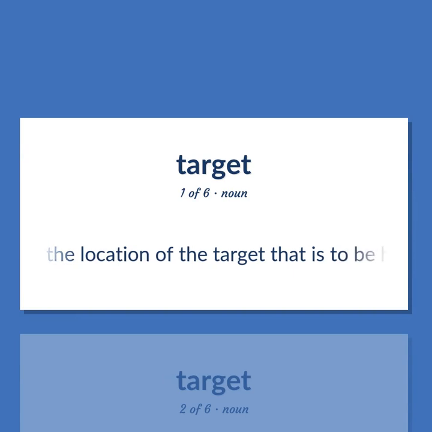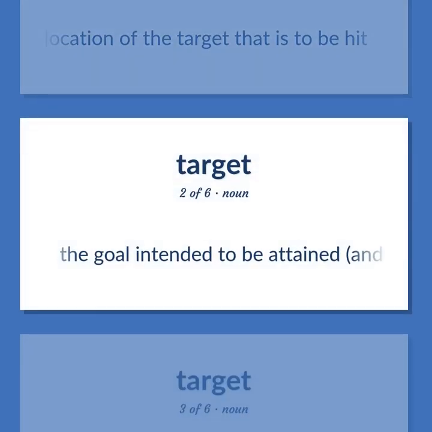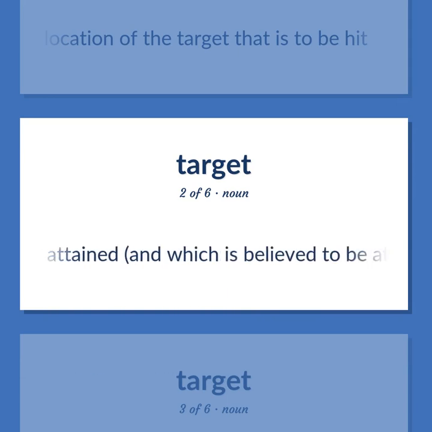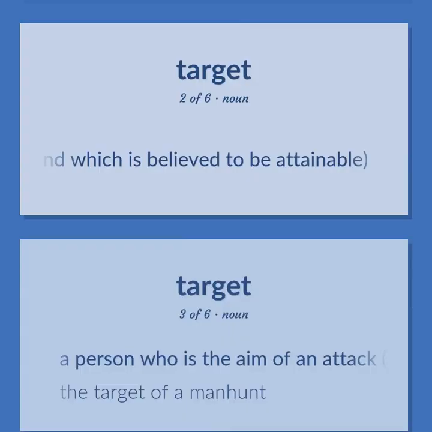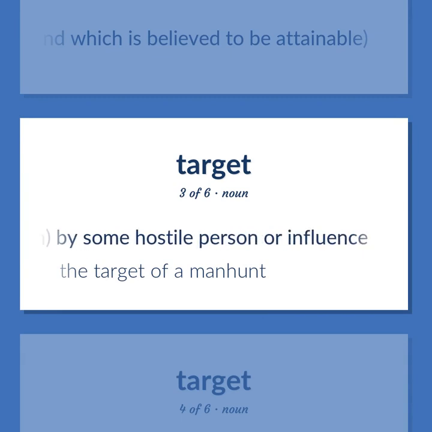The location of the target that is to be hit. The goal intended to be attained, and which is believed to be attainable. A person who is the aim of an attack, especially a victim of ridicule or exploitation, by some hostile person or influence. The target of a manhunt.